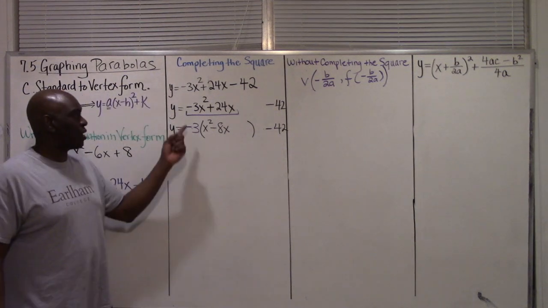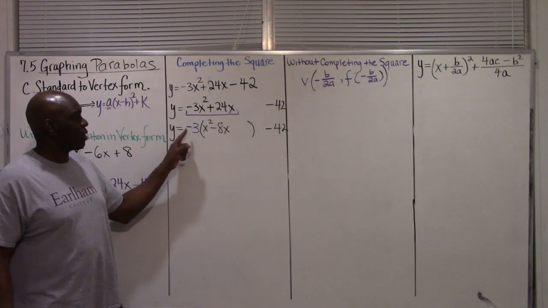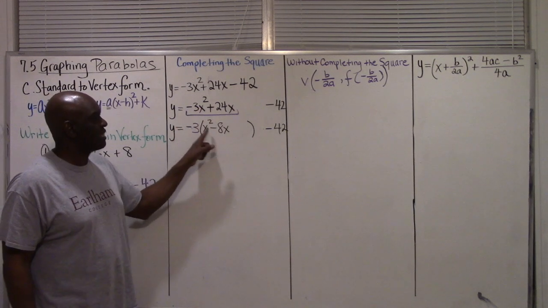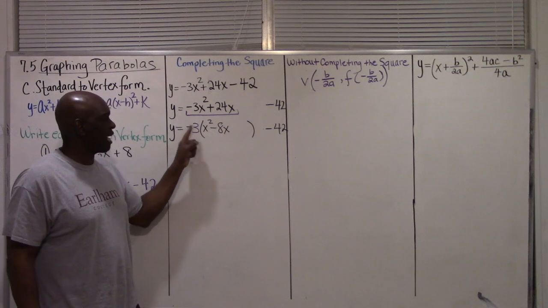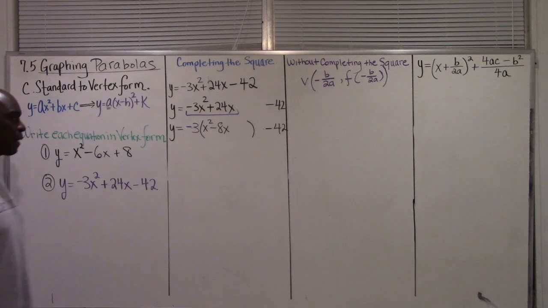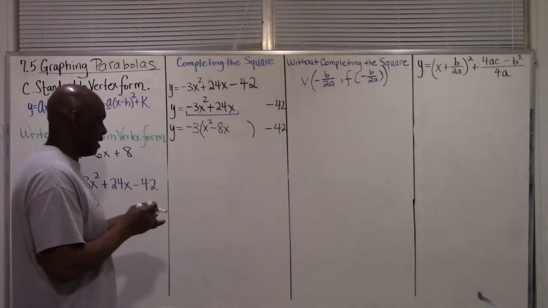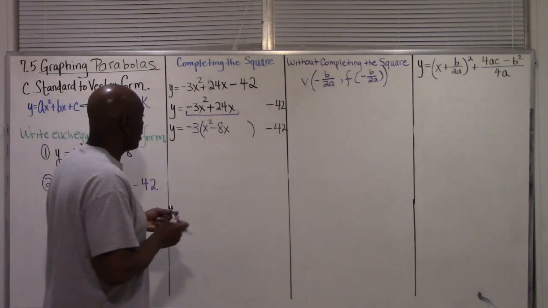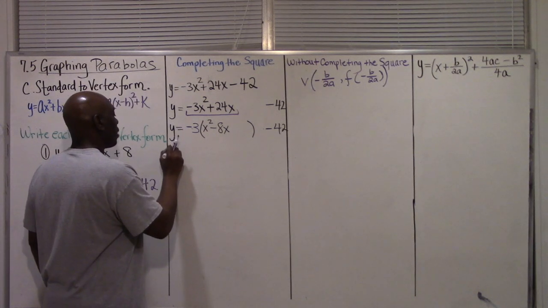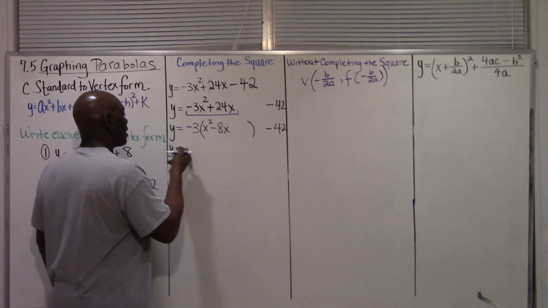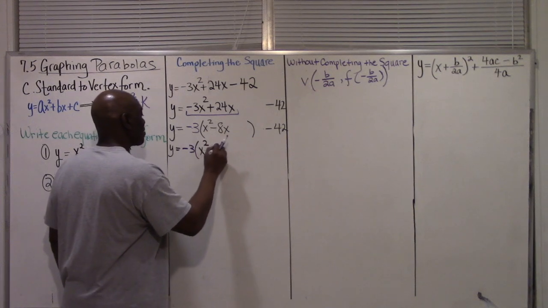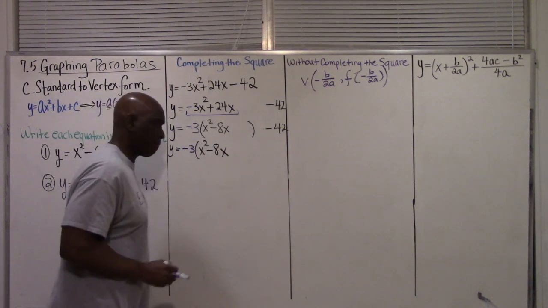So we factored out the greatest common factor, which is negative 3. Why? Because negative 3 times x squared is negative 3x squared, and negative 3 times negative 8x, a negative times a negative, is a positive 24x. Okay? Alright, now we have to complete the square. So now, we're going to have y equals negative 3 times x squared minus 8x.